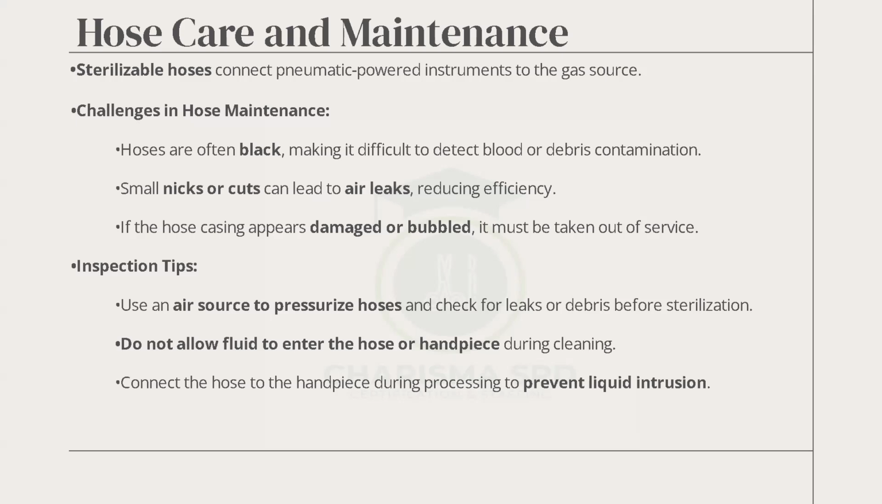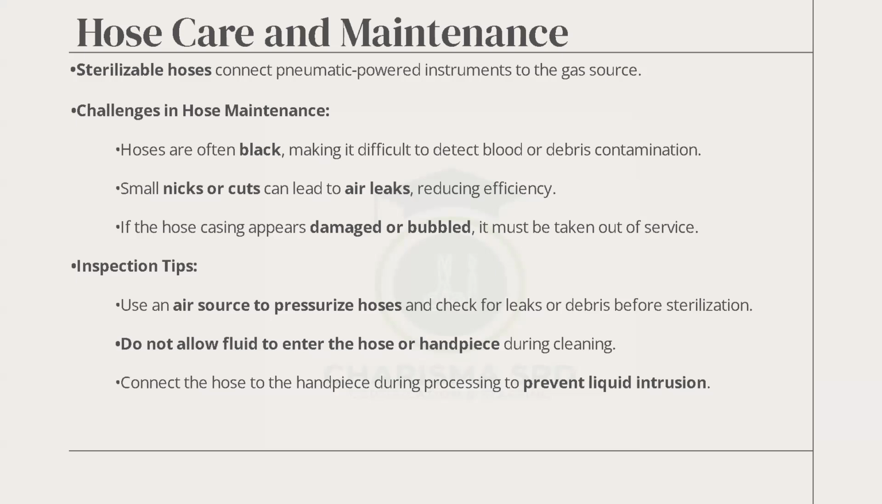Challenges in maintaining hoses. Hoses are often black, for sure. You will see them when you get there, making it difficult to detect blood or debris contamination. Small nicks or cuts can lead to air leaks, reducing efficiency. Yes, small nicks. When you coil it too hard or they let sharp objects sit on the hose during transportation from the OR to decontamination, they can puncture holes in them.